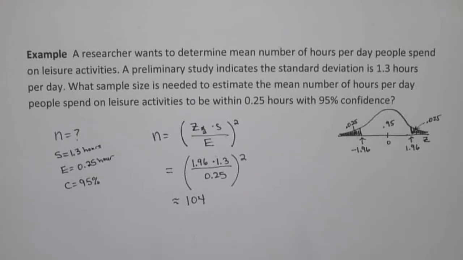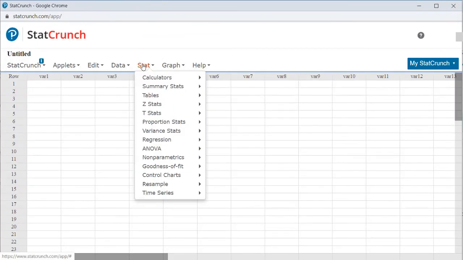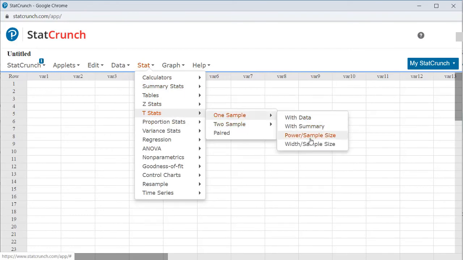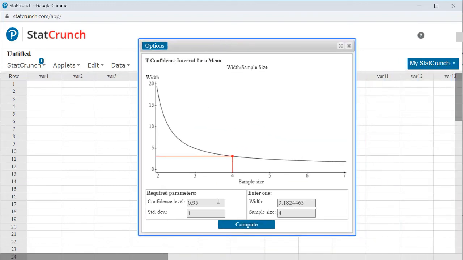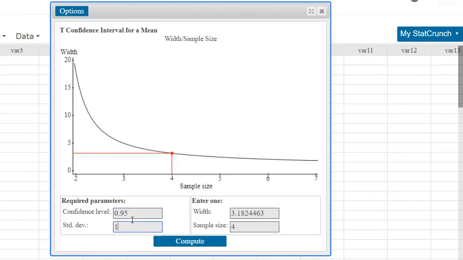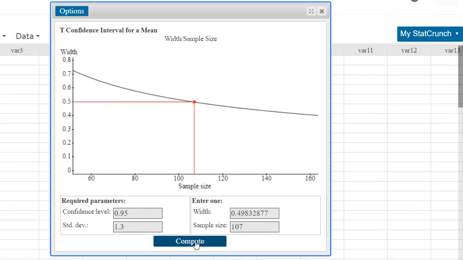Now, just for the sake of showing it, if I had used the TStat option, one sample, and again, if I use the width/sample size option, I get this window. Again, I can fill in the confidence level, the standard deviation, and the width of the confidence interval, which again is going to be 2 times the margin of error, which in this case is 0.5. When I say compute, using the TStat option, I get a sample size of 107 instead of 104.